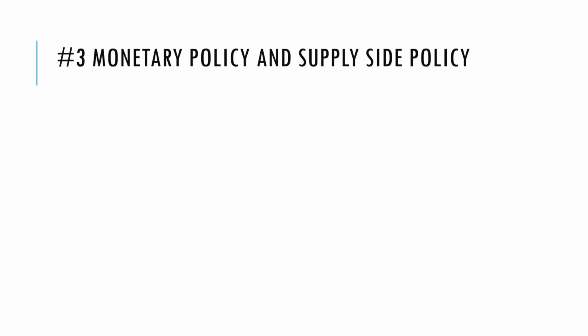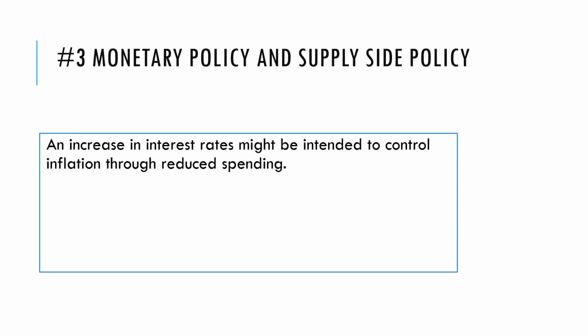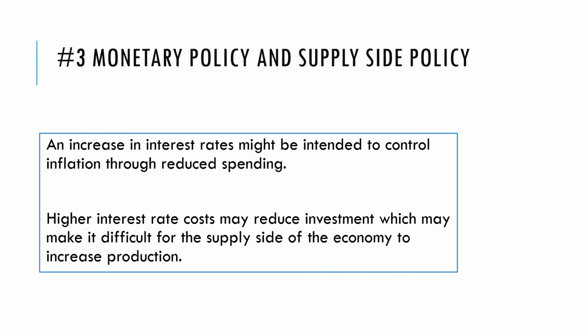Finally, let's consider monetary policies and supply side policies. Let's imagine that under monetary policy, interest rates have been increased to try and reduce spending to control inflation. Now, if we think about how this might impact on the effectiveness of supply side policies, higher interest rate costs may reduce investment that businesses might make, which may make it more difficult for the supply side of the economy to increase production. So here, the change in monetary policy and increase in interest rates has made it harder for supply side policies to be effective, because this may in turn reduce the levels of investment as businesses face higher borrowing costs.